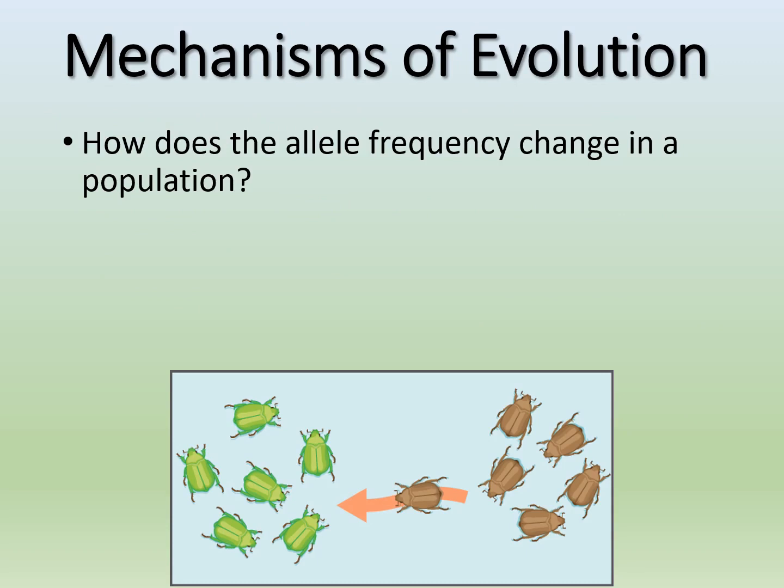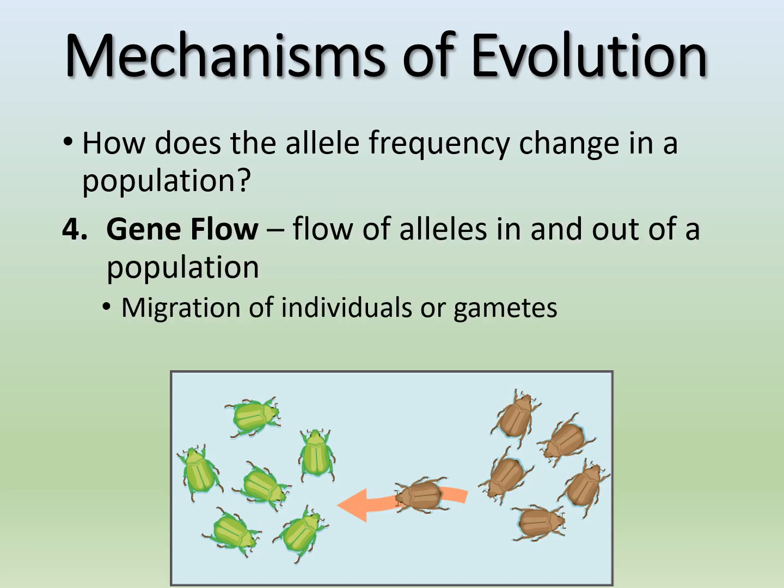So our last way to change the allele frequency in a population is what's called gene flow. This is the flow of alleles in and out of a population. If you think of migration of individuals or gametes, then that is gene flow. It's maybe similar to the founder effect, but a little bit different because you can have alleles going in and out of a population. For example, you have a population of green beetles, and you have one brown beetle that's going to migrate into that green beetle population. So now you're introducing a new allele into that population, and you're going to change that allele frequency.